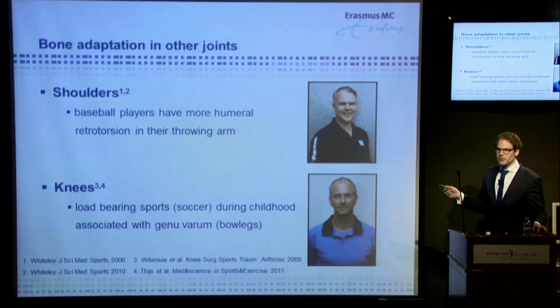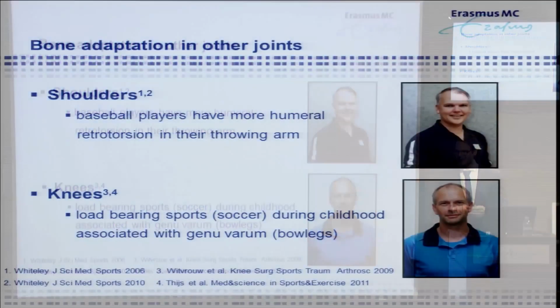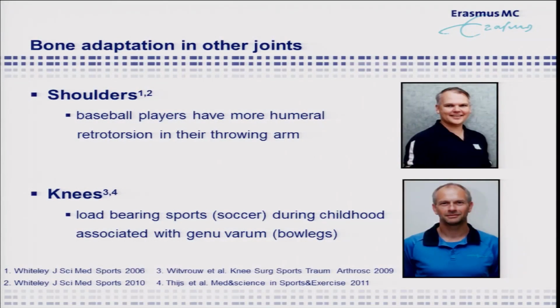And that's not only in the hip. There are two experts in the audience who already showed that bones can adapt to mechanical load, at least partly, in other joints. This is the case in shoulders, where baseball players have more humeral retrotorsion in the throwing arm, and also in the knees, where load-bearing sports, especially soccer, have been associated with development of varus knees. And this is nicely shown by Rod and Eric.